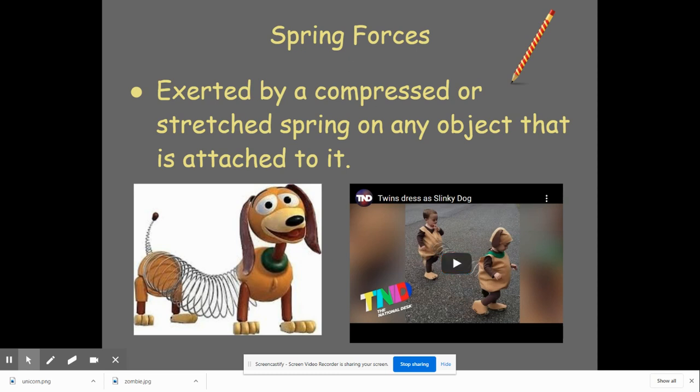All right, this is a force called a spring force. Get it? Spring, right here, spring force. And this is exerted by either a compressed, which means to smush together, or stretchy spring on another object. So if you press this, you're going to see some spring forces in action between these two little twins here.